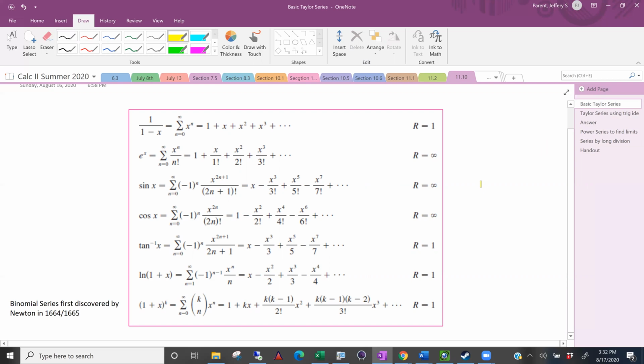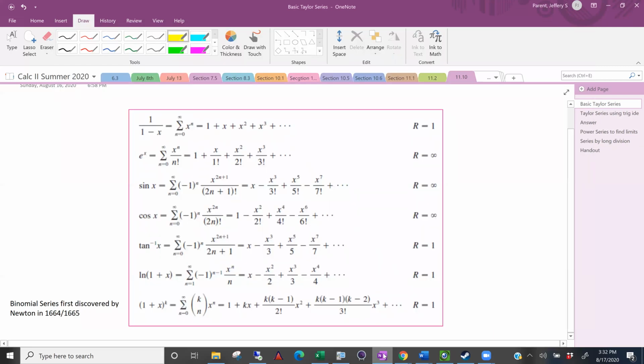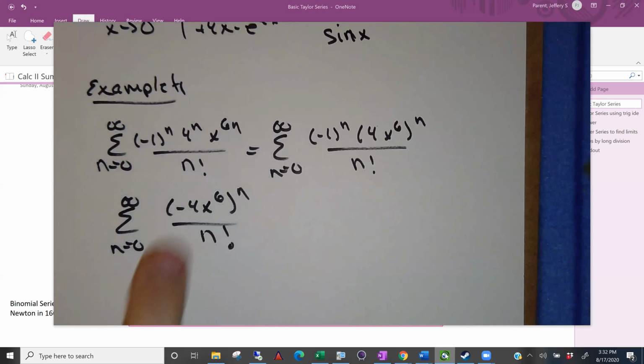Can you see that this fits the pattern of one of these series? I'll let you take a look at this and then look back here. e to the x? Yeah, it kind of looks like e to the x. Let's just double check it here, right? So you've got something to the nth power over n factorial. And that's kind of what we had here.